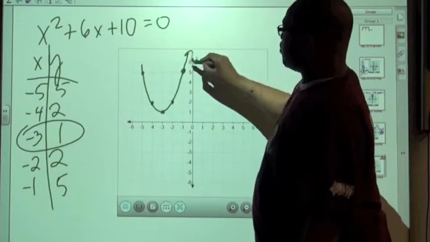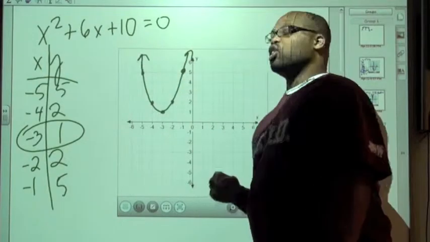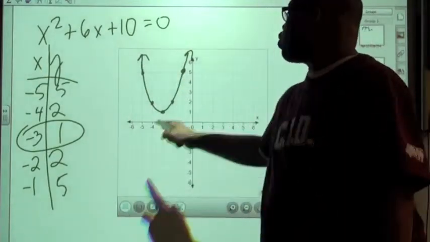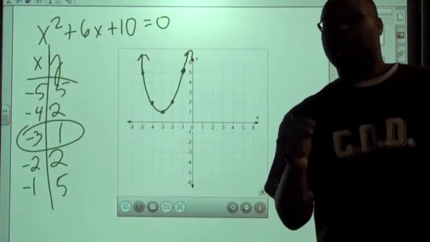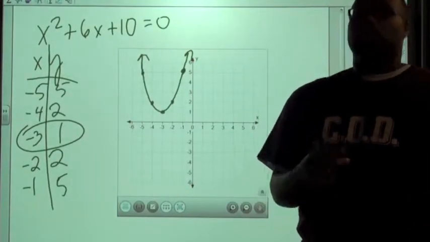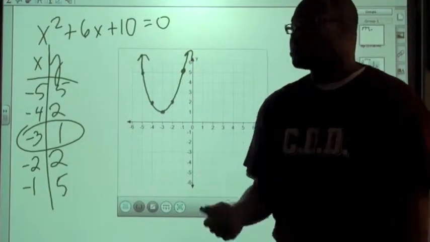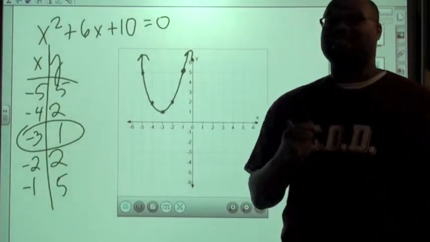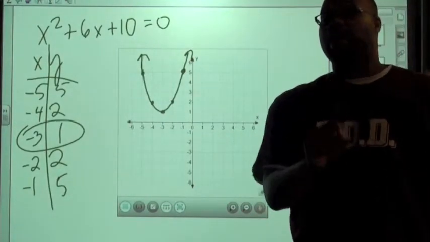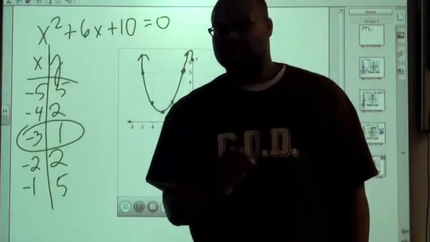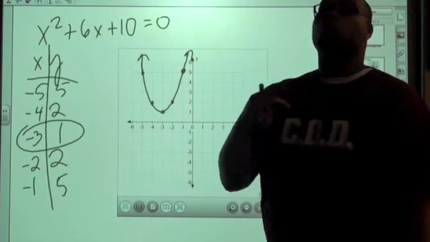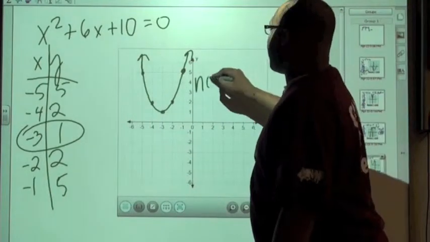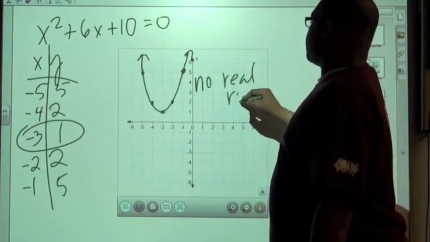Now, as you notice, we're not going to get a solution because this graph does not cross the x-axis. The solution of a quadratic is found, that's why they call them zeros, or roots, because it's rooted on the x-axis, is found when your graph intersects the x-axis. This graph does not intersect the x-axis, therefore there are no real roots. So we want to write that, no real roots.